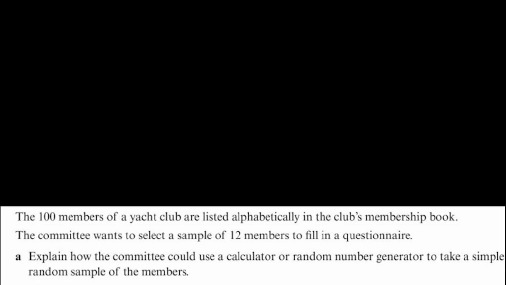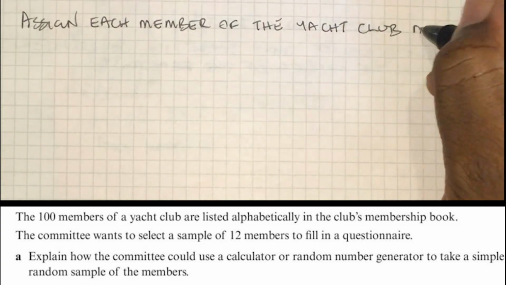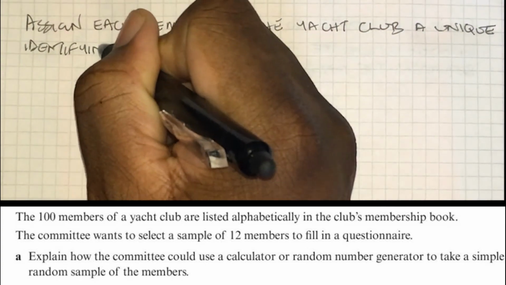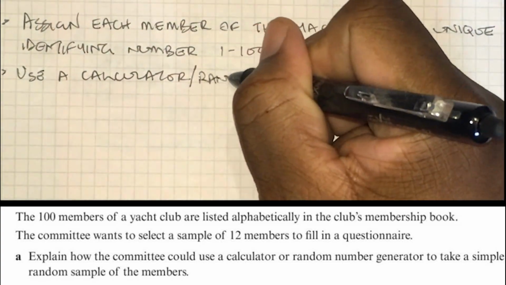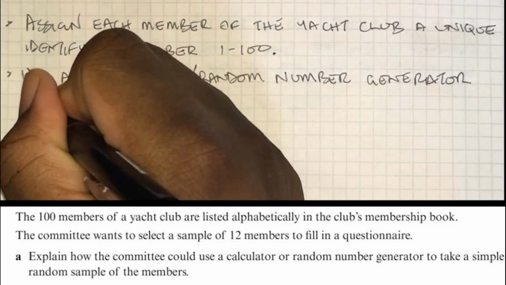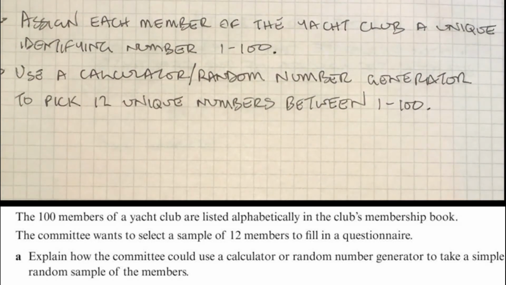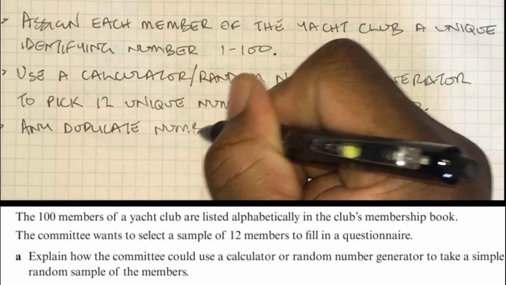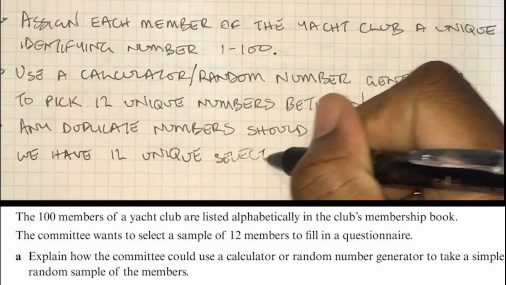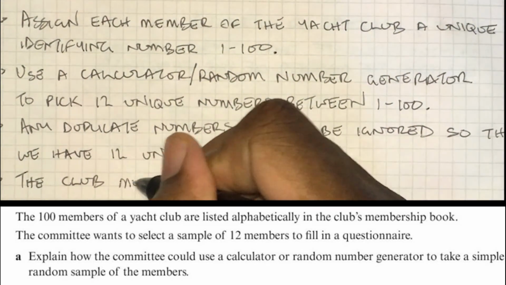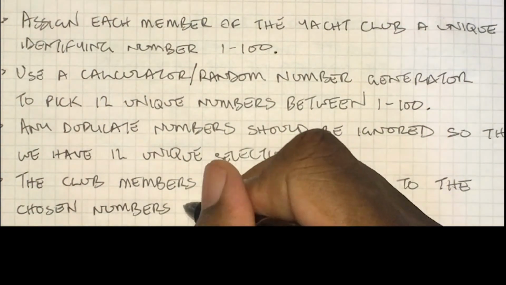Alright, so the club will start off by assigning each member of the yacht club a unique identifying number, and we should specify the actual numbers, so from 1 to 100. Every member gets a number that's associated with just them. After we've issued those unique numbers, we're going to use the calculator's random number function or a random number generator on a computer online, and we're going to pick 12 unique numbers between 1 and 100. So we don't want any repeats, we want these numbers to be unique. Any duplicate numbers we just ignore and we keep on going until we have 12 unique numbers. Now each yacht club member that corresponds to a number that was picked will be part of the sample. So those 12 individual yacht club members are now the sample.